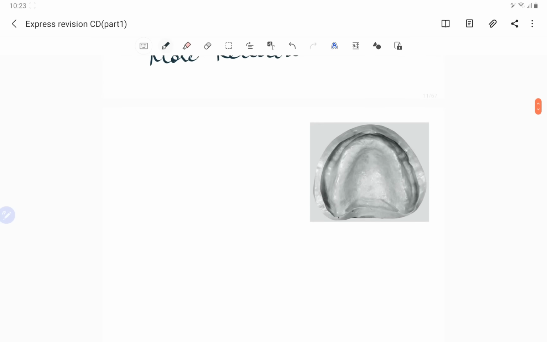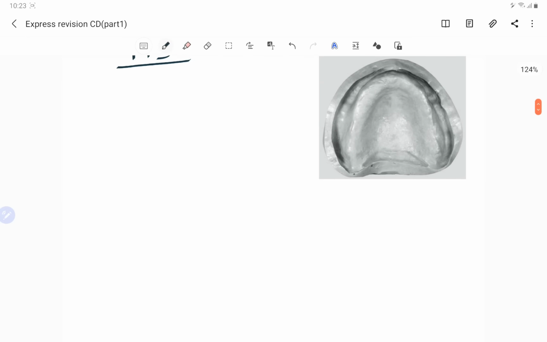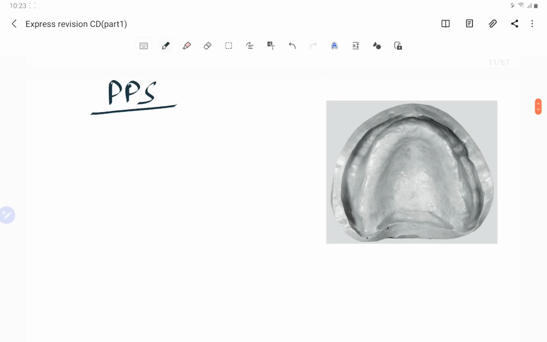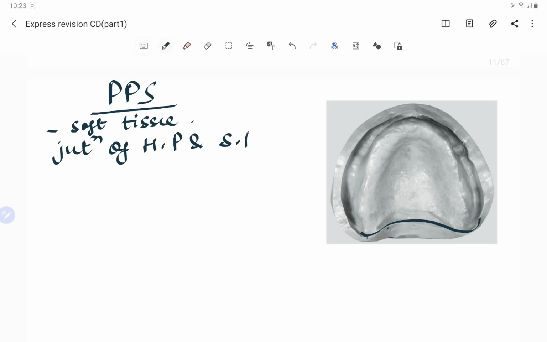So talking about the posterior palatal seal area, which we also know as post damming: this is basically a soft tissue along the junction of the hard and the soft palate, on which we can apply pressure within the physiological limit to aid in the retention of the denture. A very important point here is that this PPS area is first of all present on the soft tissue, then it is present at the junction of the hard palate and the soft palate.